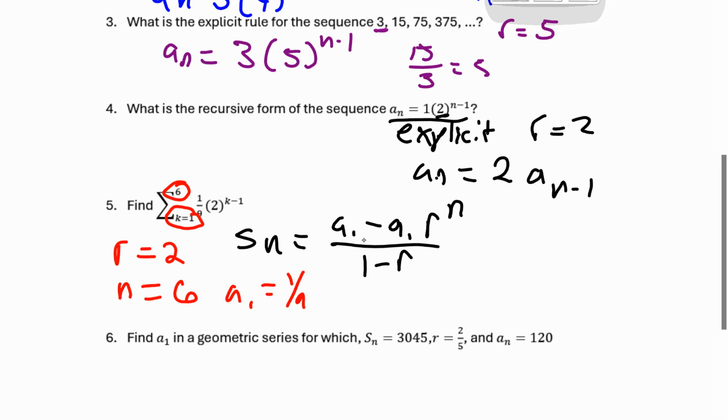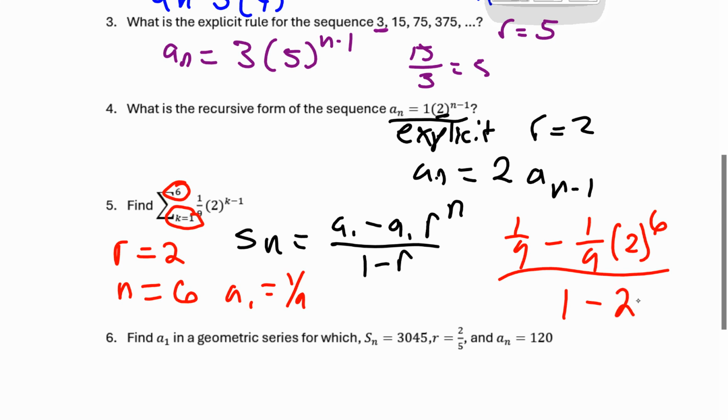Okay, so I'm just going to plug those into this formula and use my calculator. So a sub 1 is 1/9, minus a sub 1, 1/9. My r, I'm going to put in parentheses, which is 2, raised to n, which is 6, all over 1 minus my r, which is 2. Right, so I'm just going to enter that in and see what I get. Push enter and I get my sum. So how I'd say it for this problem would be S sub 6, because I'm adding up 6 different terms here, equals 7.